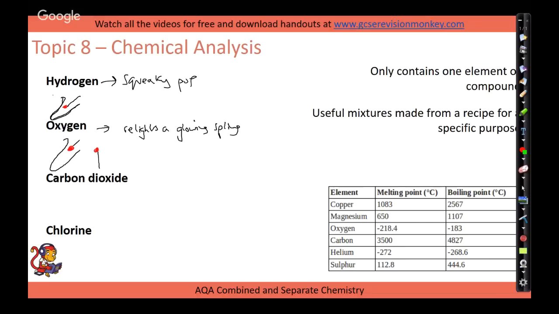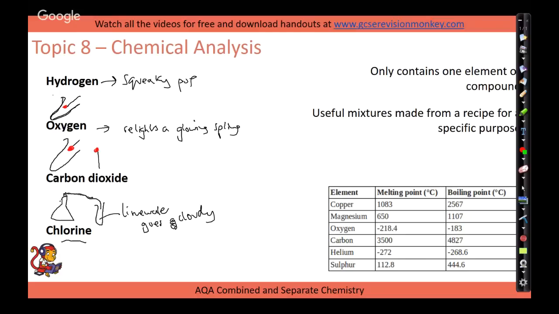Carbon dioxide, you would bubble. So say you had your reaction in this conical flask here, connected to a bung and a delivery tube, you would bubble that through lime water. And if lime water goes cloudy, that means that carbon dioxide is present. Because a precipitate forms, it goes cloudy. So a bung, delivery tube, lime water goes cloudy.